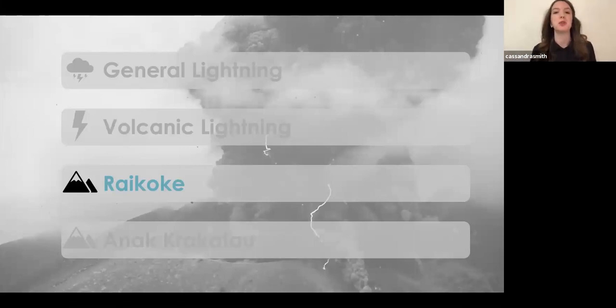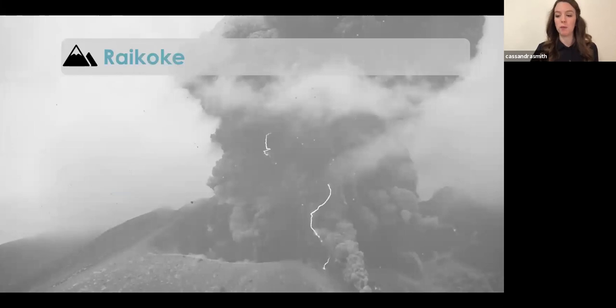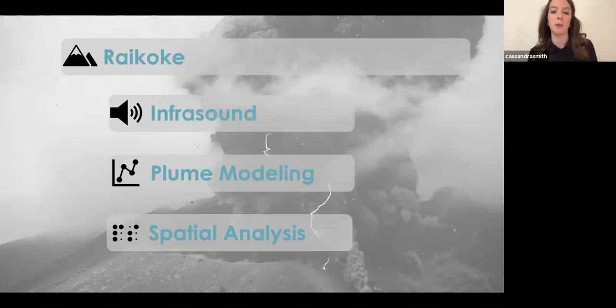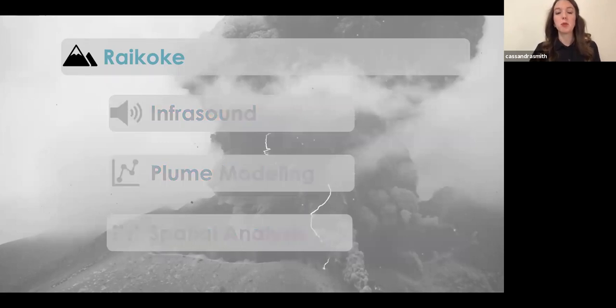So moving into some of the case study work, I'm going to first talk about Rakoki. We're going to go through and talk a little bit about some infrasound work that's been done, some plume modeling I've been working on, and then a preliminary spatial analysis that I've started to try and understand the lightning grouping a little bit more.